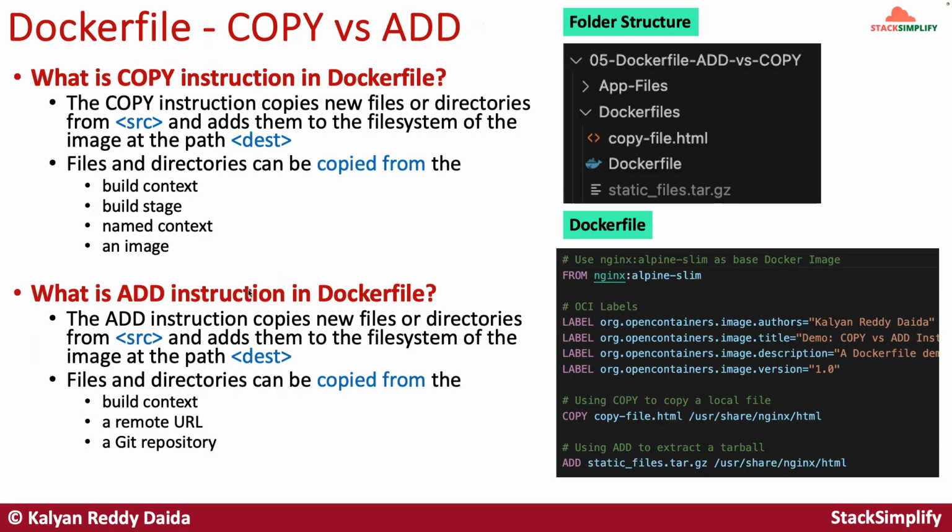So if you see here, this is 05 Dockerfile add versus copy, and in the COPY instruction, in the Dockerfiles folder, you have copy-file.html, which will be copied to the usr share nginx html folder. So that is the COPY part. In the ADD part, in the app files folder there are multiple files, and we are going to zip them and store them as static-files.tar.gz in the Dockerfiles folder. And now we are going to say ADD static-files.tar.gz to usr share nginx html.